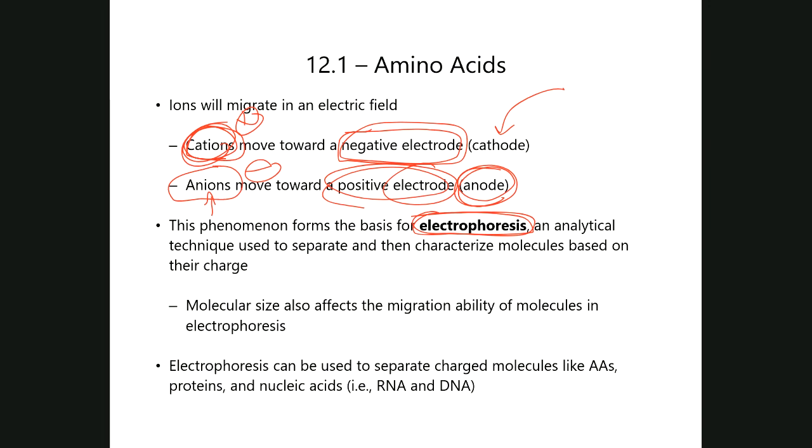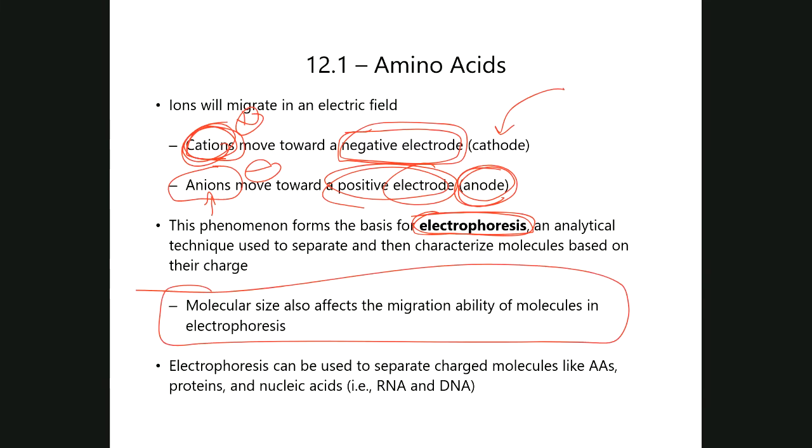There's a buffer that maintains a particular pH, and at that pH, different proteins have different charges based on their structure. There's also the size factor, which does not come into play with individual amino acids because they're all very small. But if you look at your sample of plasma, there's a whole bunch of proteins with a whole bunch of different sizes that also plays a role. Okay? So this is what this is saying here, right? Molecular size also affects migration ability. And so it's a combination of charge and size, ultimately, when you have things that have different sizes.